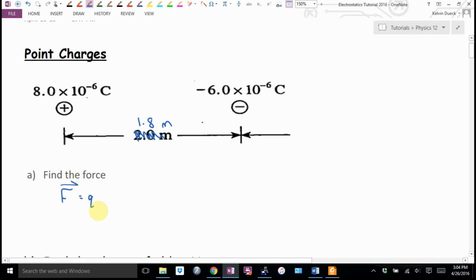To be honest, that would work if I happened to know the electric field at that location and the point at that location. I don't. So Ty, you're right. K Q1 Q2 over R squared. K is, Ty?